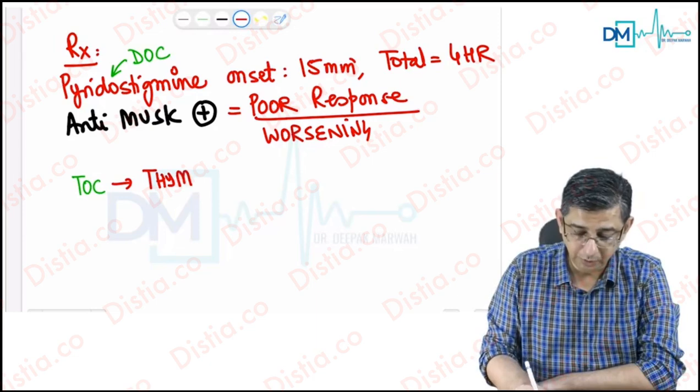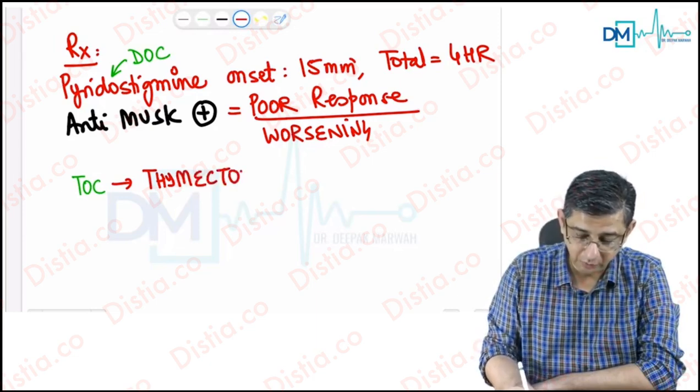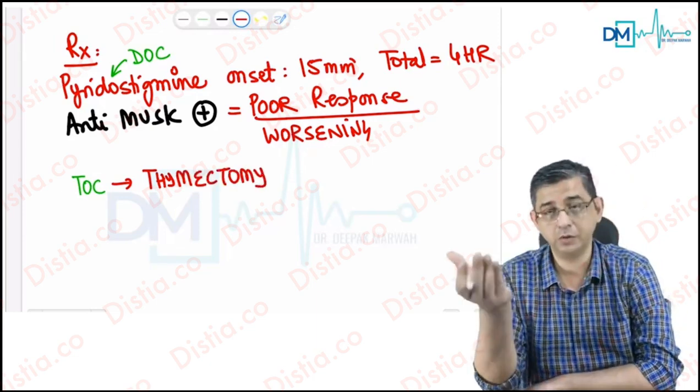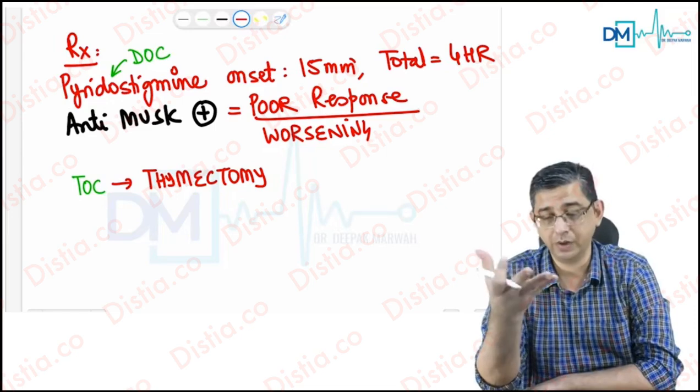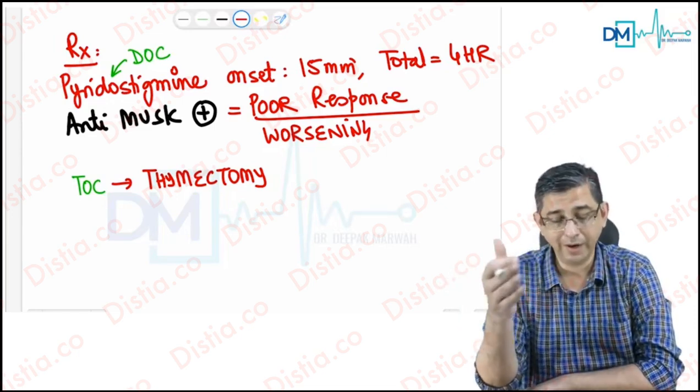Now, why do we do thymectomy? There are two aspects that I would like to say here. One, it is always to be done for thymoma because it can expand locally. It's a benign tumor, but it can expand locally and cause a mass effect. So I want to handle that.